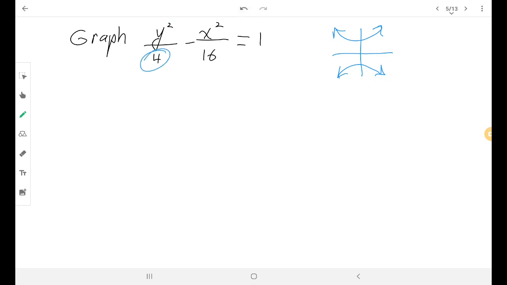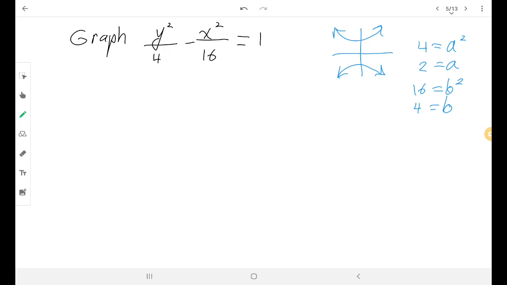What that also means is that the 4 there is a squared. Meaning, if I take the square root on both sides of that, my a is 2, right? So then this must be b squared, so 16 equals b squared, meaning that my b is 4. So those two things are incredibly important.